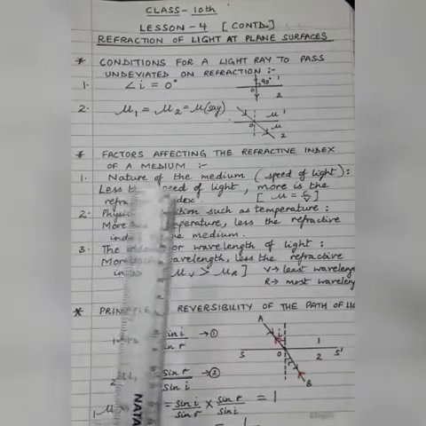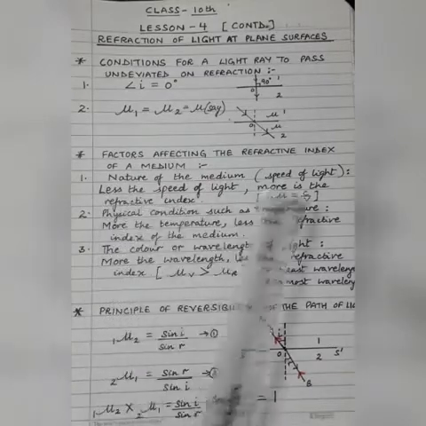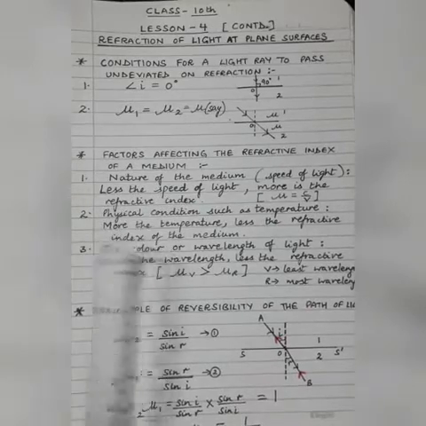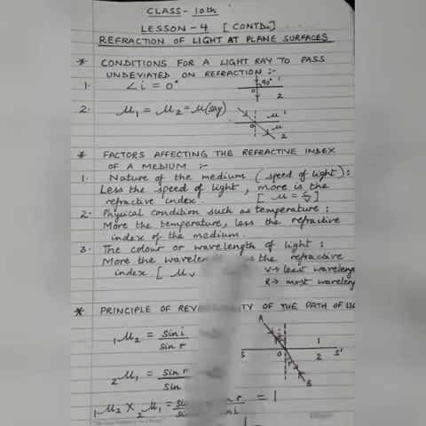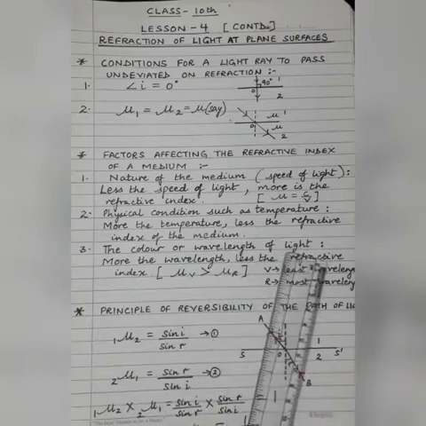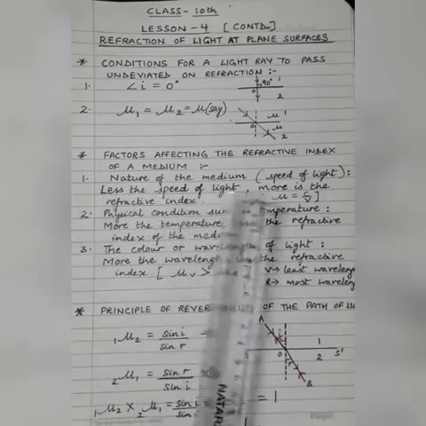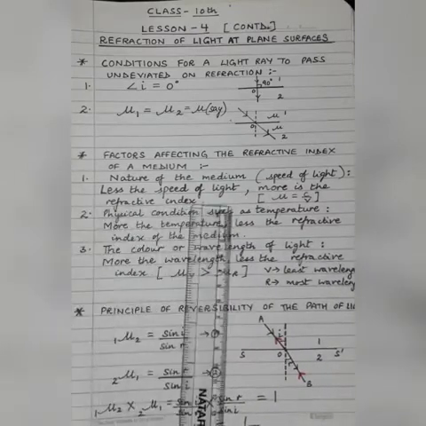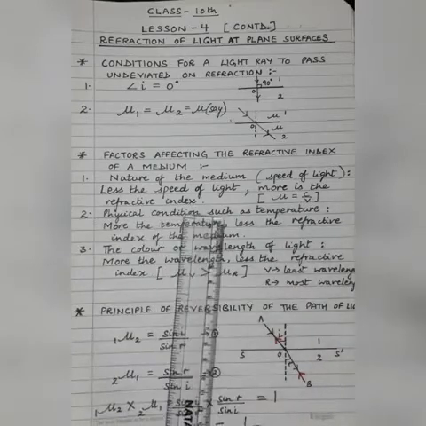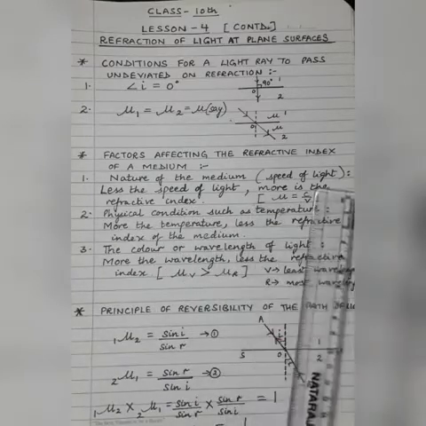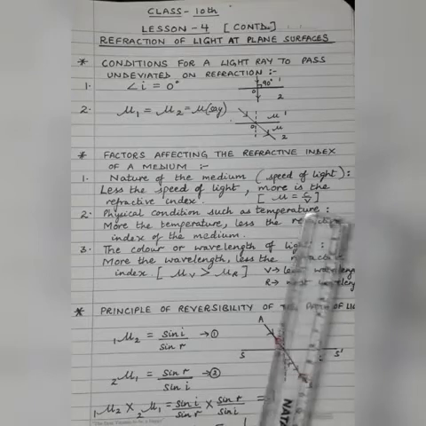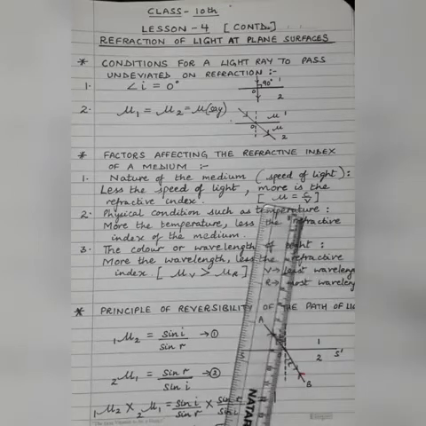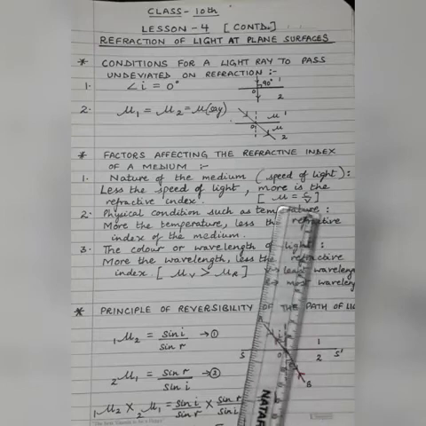Now the next very important topic, the factors affecting the refractive index of a medium. The first factor is the nature of the medium, the second factor is physical conditions such as temperature, and the third factor is the color or wavelength of light. Now first factor, nature of the medium, which is on the basis of the speed of light. Less the speed of light, more is the refractive index, because as you know, refractive index equals c upon v. The refractive index is inversely proportional to the speed of light in the medium. Less speed, more refractive index; more speed, less refractive index.